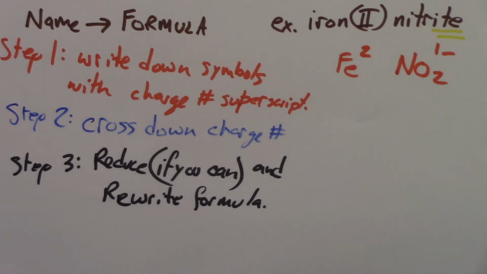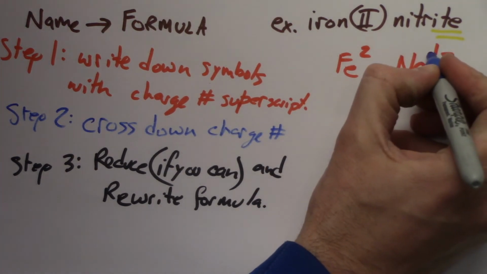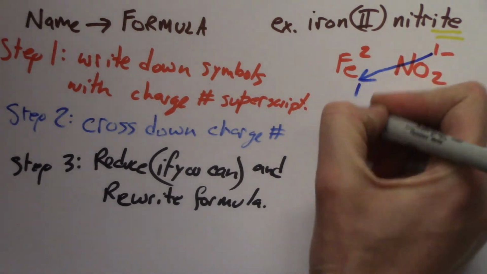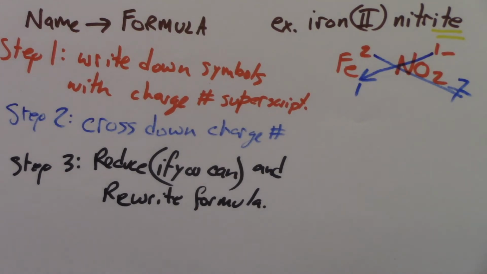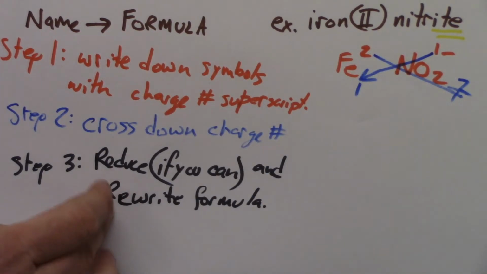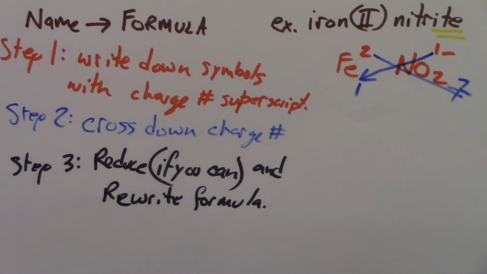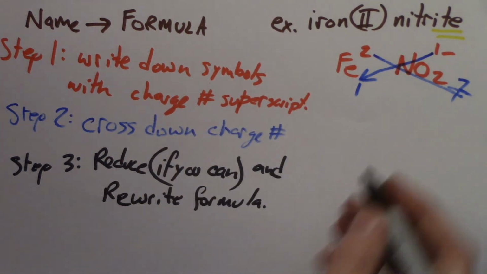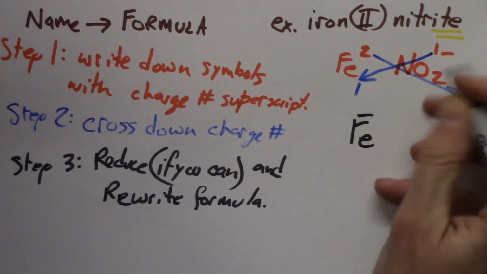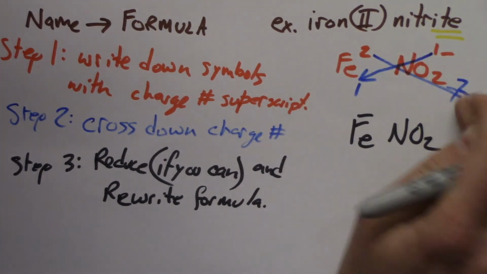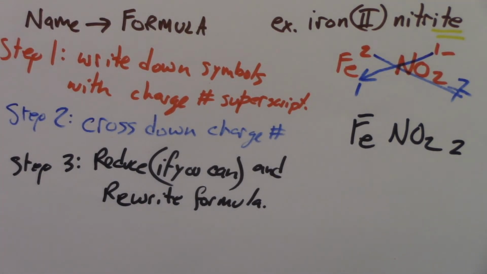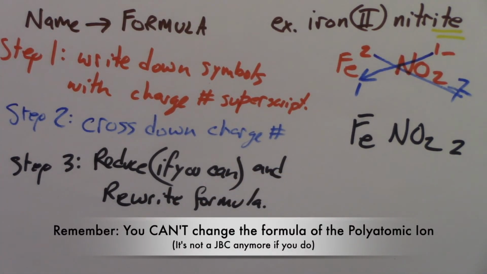Number 2, cross down the numbers. Crossing down means this number 1, I'm going to put it over here. And this number 2, I'm going to put it over here. All right? Now, we're only taking these numbers down, and here we reduce and rewrite. So I'm going to note something here. I'm going to rewrite it first. Fe. Never write the ones. NO2, but the 2 comes down here. If you leave it like that, it looks like you have 22 oxygens, and that's totally wrong.